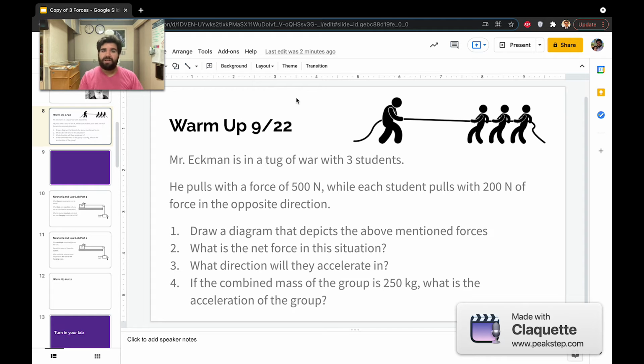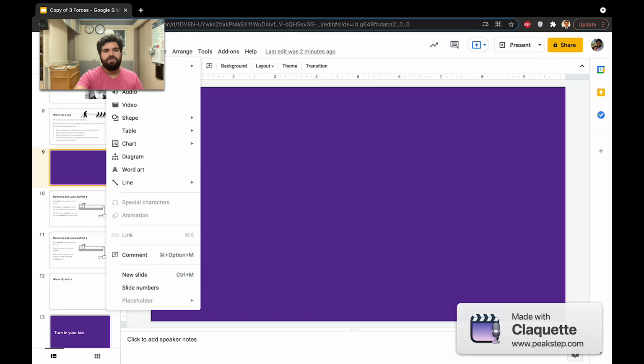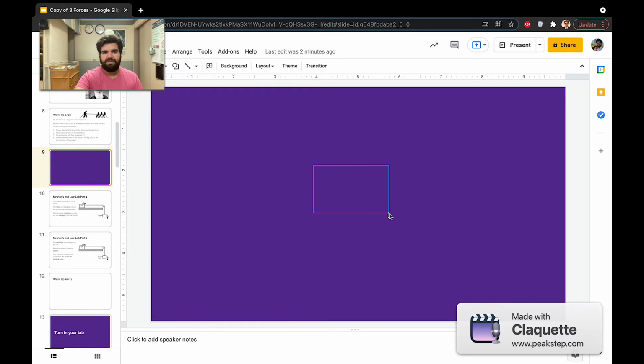I'm going to assume you paused the video because I'm going to keep talking now. How would I do this problem? So here's my little canvas that I'm going to draw on. I don't have a fancy iPad, so my drawing's not going to be very good. But what I'm going to do is insert a shape. I'm just going to insert a box right there.